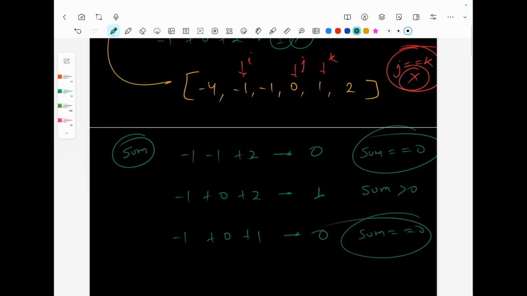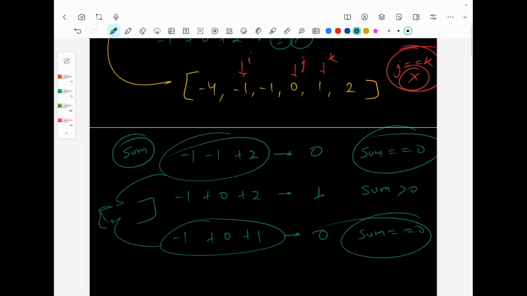So we will also push this answer into the answer vector. Okay, so till now we were able to get our answer. Now we cannot move j and k, so now we will move our i again. Now we have i here, j, then k here.